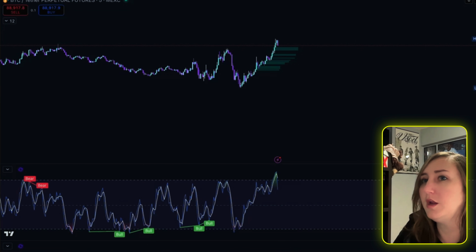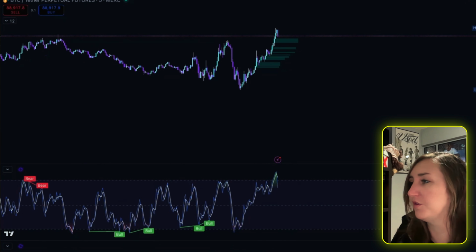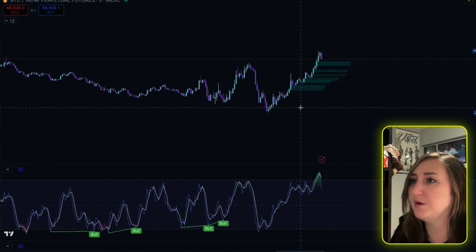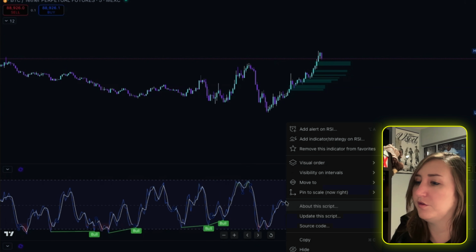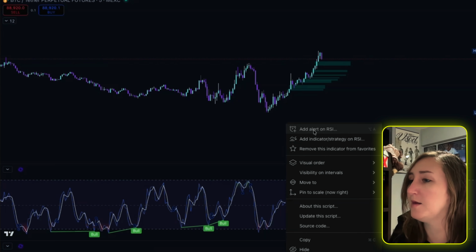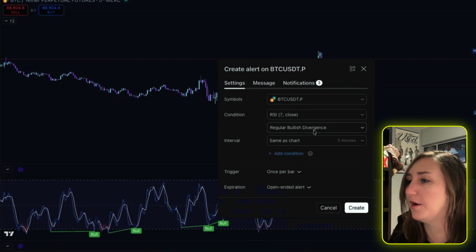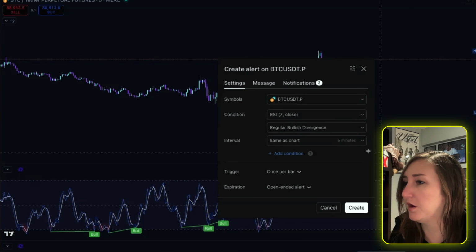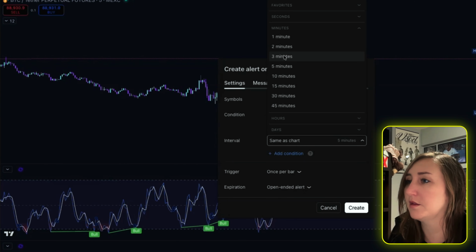Now, what we're looking for first are those divergences, now that you know the settings. So we are looking for any divergences that take place. So to set your alert, like I said, I have it set for the 3-minute time frame. You can just go add alert on RSI. So if I'm trading Bitcoin here, you can do this for any coin, but I just want it to pop up. You can select the 3-minute time frame.